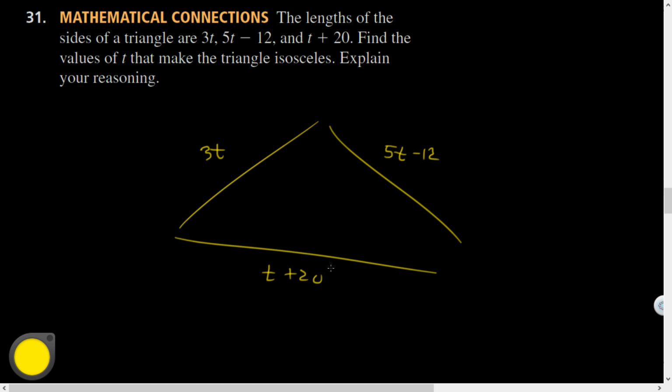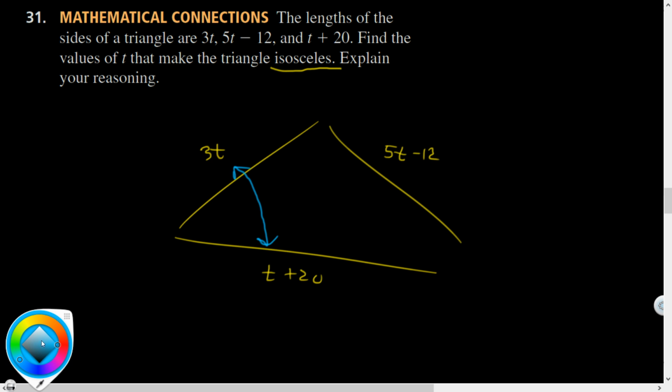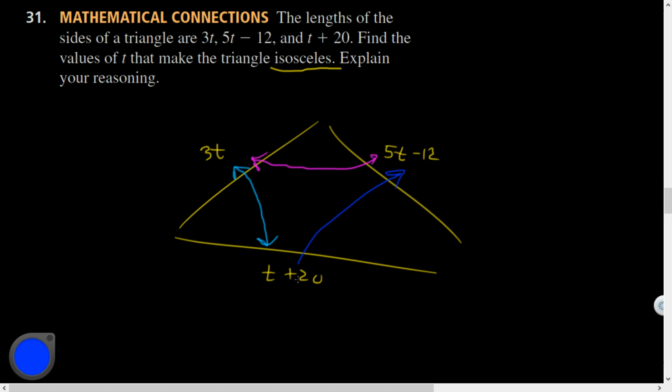Now it says find the values of t that make the triangle isosceles. Now, there's either these two are going to be equal, or these two could be equal. Or these two? Will it matter? Will it make a distinct solution? Really? Let's find out.